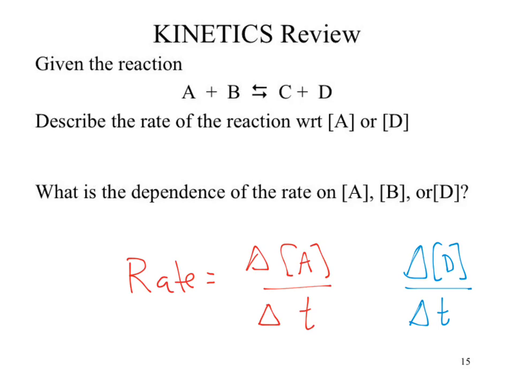Okay. Well, how should these rates be related? Should they be related? If A goes down, I imagine D should go up. If A goes down, D should go up. That's what the equation is telling us. Okay? So somehow or another, these two things have to be related.